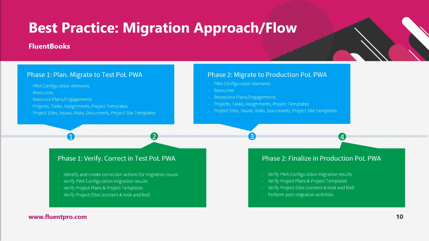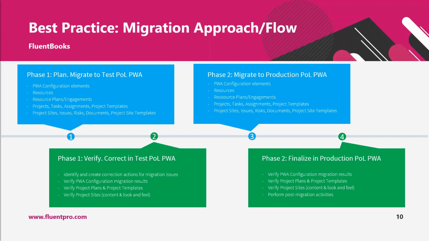After data is migrated to test Project Online PWA, it would need to be carefully verified to make sure that all the data is in place, and that if there are any issues during the migration, they would need to be identified and corrected. For the verification part, the first part is done by the migration team, to make sure that there are no errors, that projects are migrated, that sites are migrated.